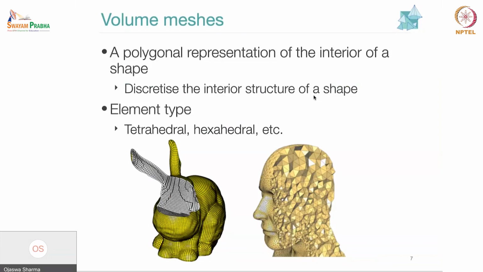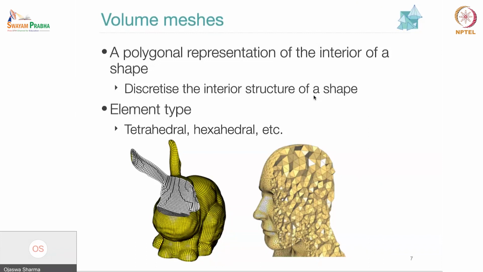Again, it's a polygonal or polyhedral representation, right? A polygon for 3D is a polyhedron, and we discussed a few polyhedra last time. Yesterday we talked about tetrahedrons and prisms and pyramids. Those are all some of the solids. So in a sense, for a volume mesh, I discretize the interior structure of a shape. For example, you can see here a tetrahedral mesh of this space, and you can see that there are a lot of tetrahedrons inside. Similarly, you can also have a hexahedral mesh, which is composed of hexahedrons.